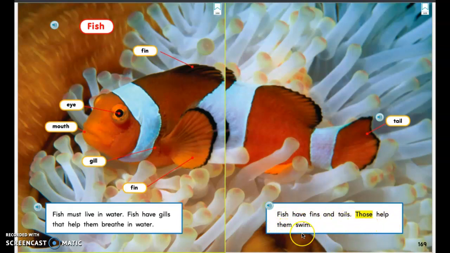Those help them swim. Now, if I look up in the photograph, I have a lot of labels to read. At the top, there's a fin. Here is their eye, mouth. Here are their gills that they breathe out of. They breathe water. Another fin, and at the very end, the tail.